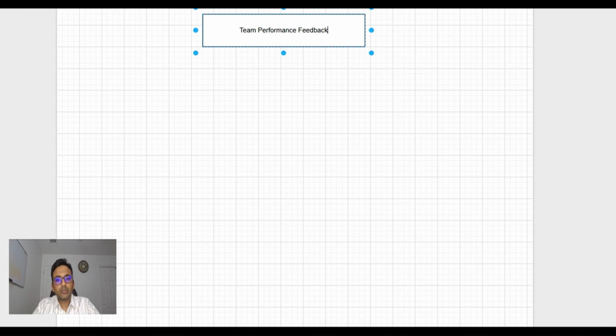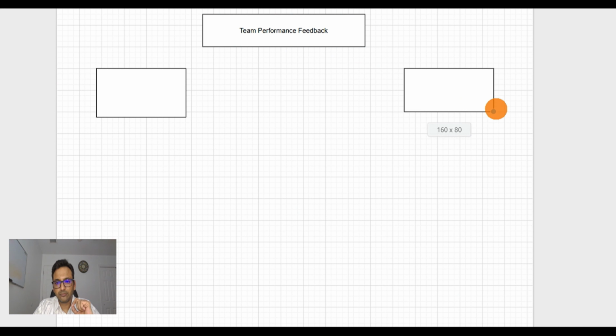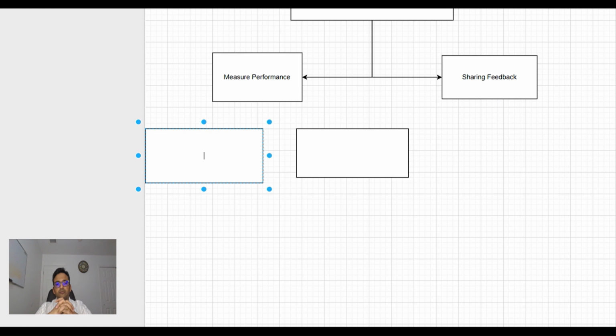So there are two key things here in the team performance feedback. First is how to measure performance, and second is sharing. So measurement and sharing, those are the two things. Let's begin with how to measure performance. There are two factors here.